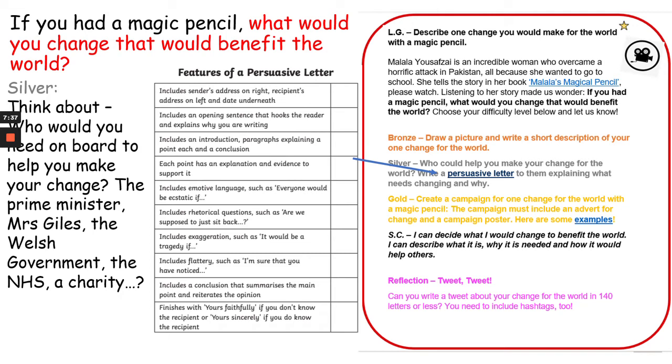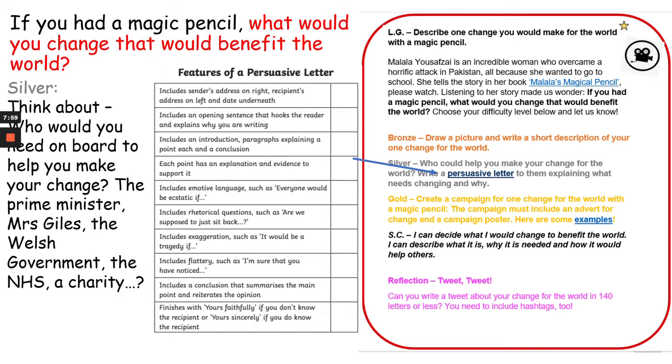So for example, if you were going to write to Mrs. Giles about a change you would like to see in our school, then make sure you are including all of these success criteria. For example, you need to include the sender's address. You need to have an introduction and some paragraphs and a conclusion. You need to use emotive language.